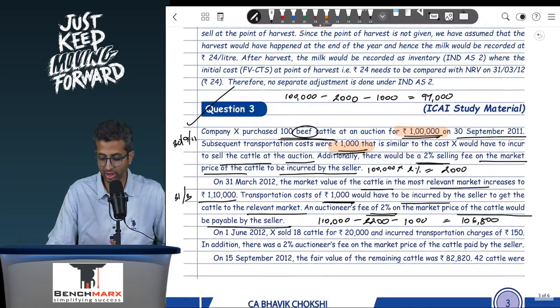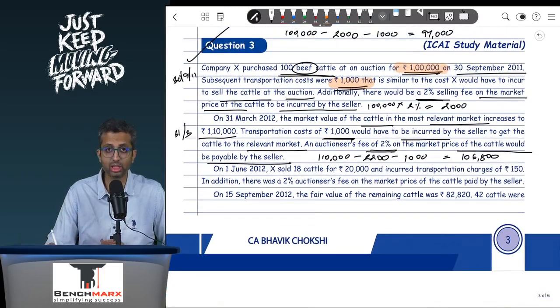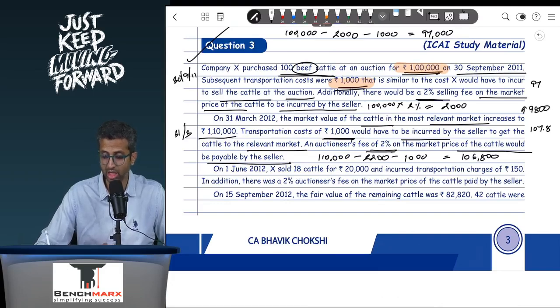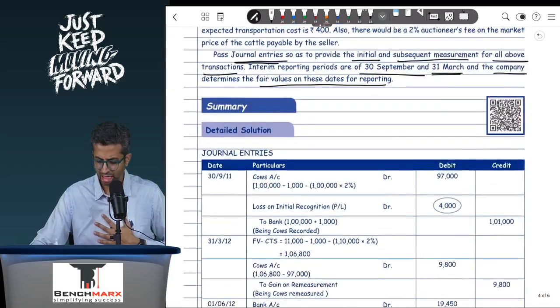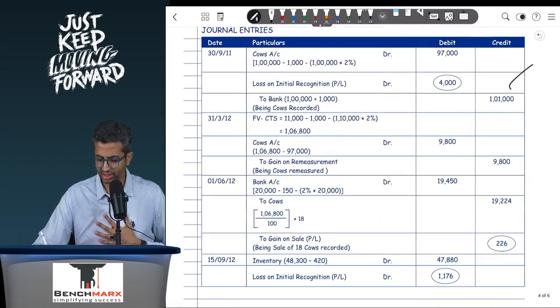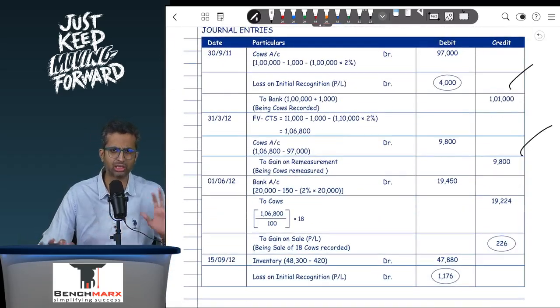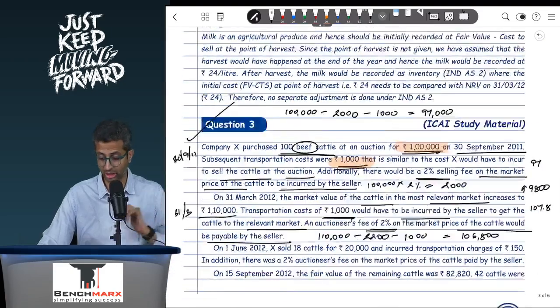Now over here we will have the initial recognition at 97,000, and this will now come to 1,07,800, and hence there is an increase of around 9,800. So what will be the entry over here? It will be cattle account debit to, let us say, fair value gain or gain on remeasurement, and that will be taken to the P&L. So if you go to see, this is the first entry of 97,000 and then 9,800. Things hopefully should be going smooth till now.